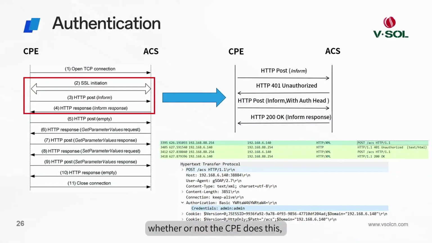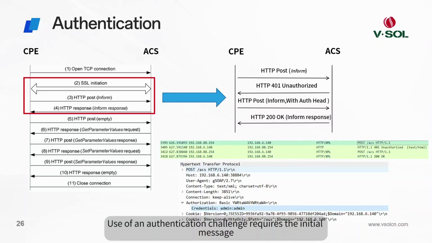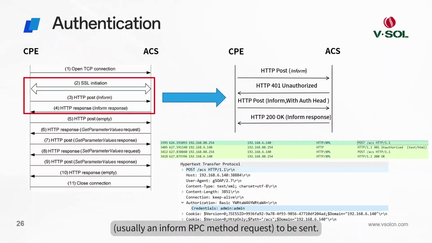Whether or not the CPE does this, the ACS may issue subsequent authentication challenges at any stage of the session within a single or multiple TCP connections. Use of an authentication challenge requires the initial message, usually an inform RPC method request, to be sent.